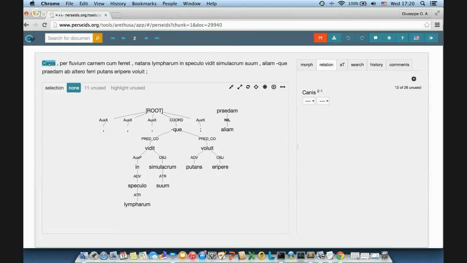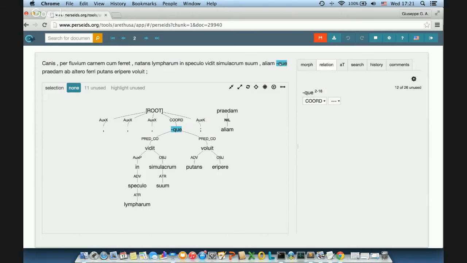A dog, whom, while he was bringing meat through a river, per fluvium, swimming, sorry for the translation, of course this is not good English, but it's important to start with a literal translation. So swimming, this is the dog who is swimming, the dog saw his image in the mirror, in speculo lympharum, of the water.